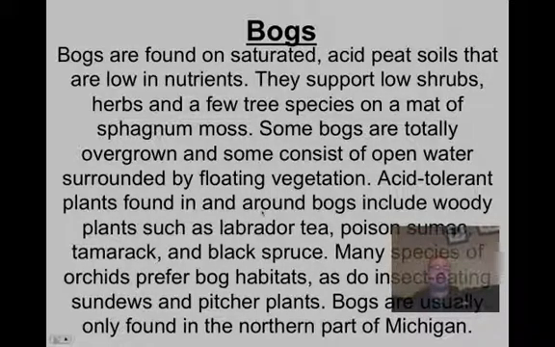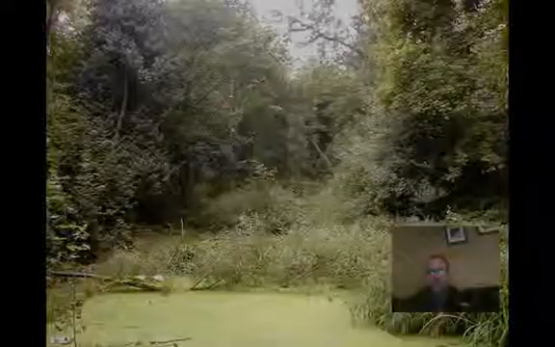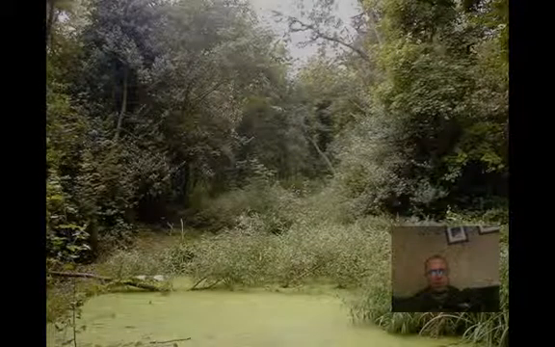It says acid-tolerant plants are found in and around bogs, so we have some pretty unique plants that live there sometimes, as well as insects. Insect-eating sundews and pitcher plants, things like that. Bogs are normally found in the northern part of Michigan, very often in glacial lakes. Here's a picture of one, and this is not that thick mat of sphagnum mosses, but it is a mat.